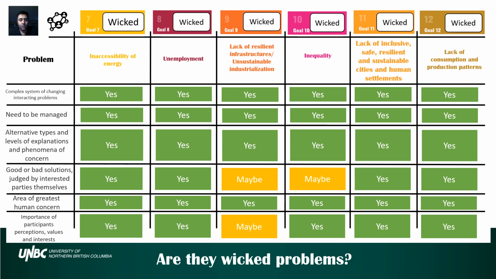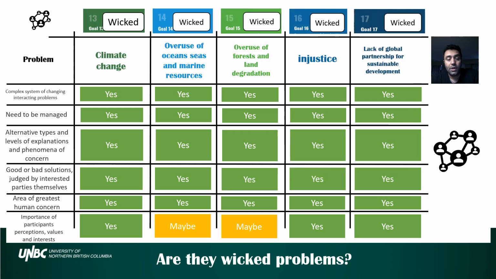And according to this table, you can see inaccessibility of energy is a wicked problem. Unemployment is wicked. Lack of resilience, infrastructures, and unsustainable industrialization, as well as inequality, lack of inclusive, safe, resilient, and sustainable houses and settlements, and lack of consumption and production patterns are wicked problems.